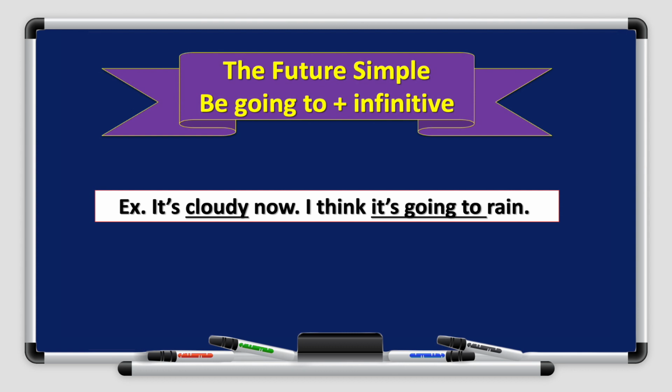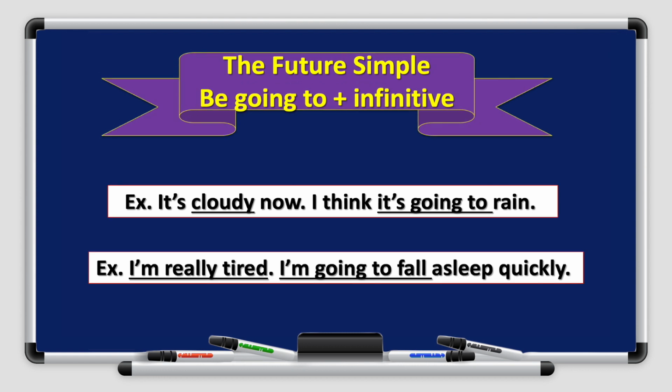It's cloudy now. I think it's going to rain. Why did we use going to? It's a prediction, but why did we use going to? Because there is evidence. Well, the sky is cloudy, so I think it's going to rain. I'm really tired. I'm going to fall asleep quickly. Again, we used going to and not will because there is evidence. You're feeling tired, so what's going to happen? You're going to fall asleep quickly.